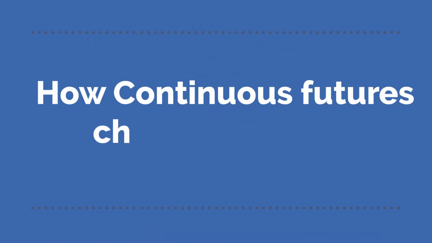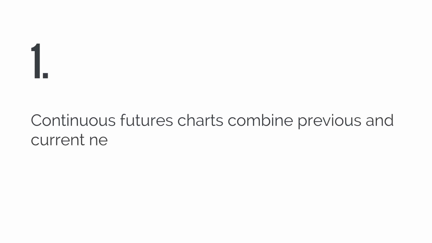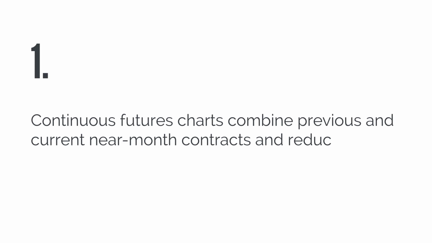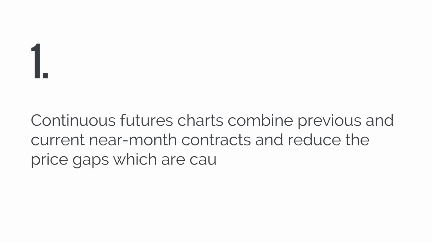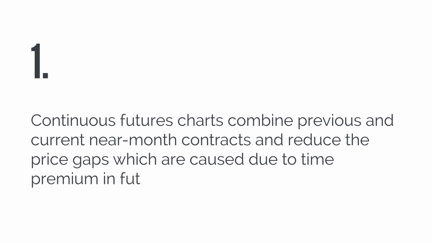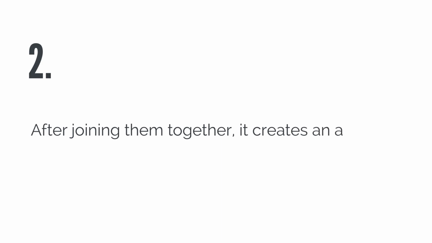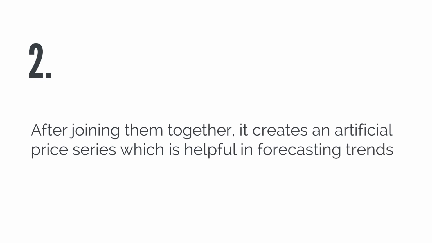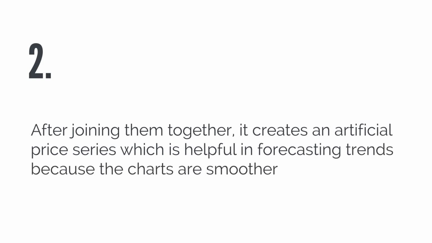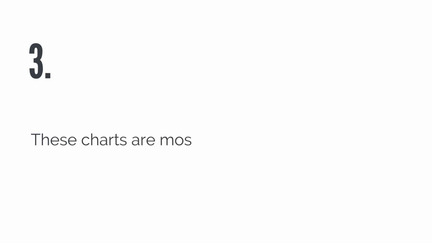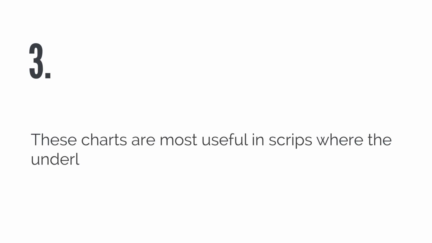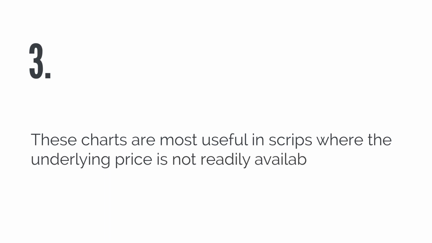How are continuous futures charts useful? Continuous futures charts combine previous and current near-month contracts and reduce the price gaps which are caused due to time premium in futures. After joining them together, it creates an artificial price series which is helpful in forecasting trends because the charts are smoother. These charts are most useful in scripts where the underlying price is not readily available.